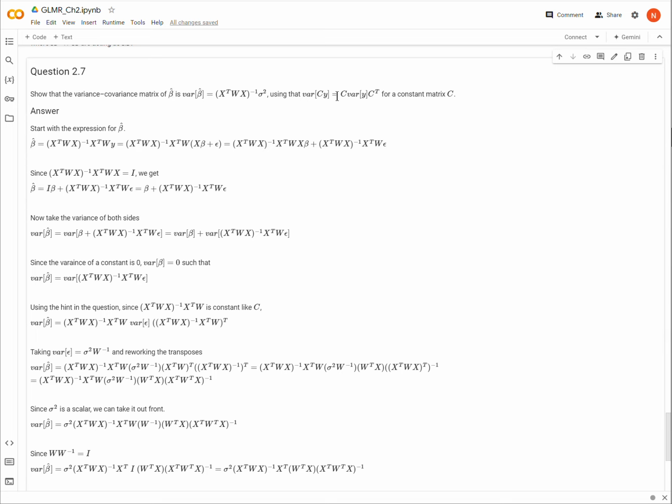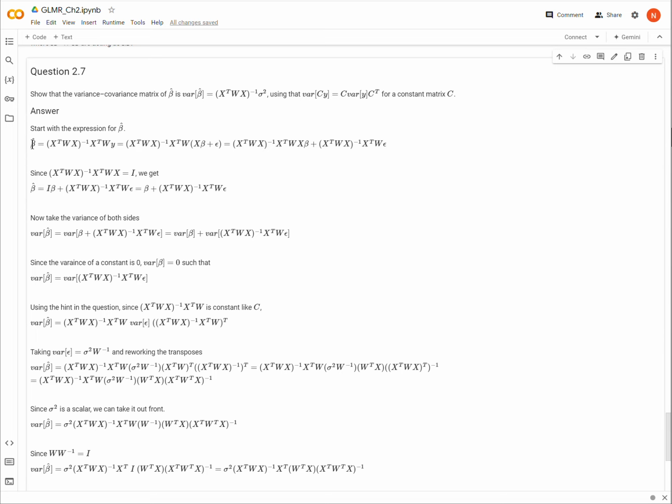expression here. Okay, and during that, we're going to end up using a property of variances where if you have a constant c, and c can be a scalar or a matrix, then the variance of the constant times your variable, you bring the constant out front and behind as a transpose. If it's not a matrix, then it just becomes c squared times the variance of y. Okay. So let's get going with that.